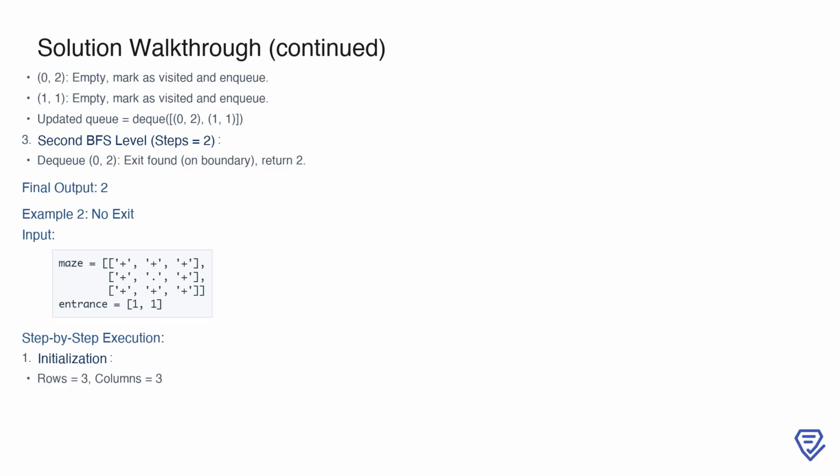Now, we move to the second BFS level, where the step count increments to 2. Here, we process the point 0, 2. Since this point lies on the boundary of the maze, it is recognized as an exit. Therefore, the BFS terminates, and we return the total number of steps, which is 2.